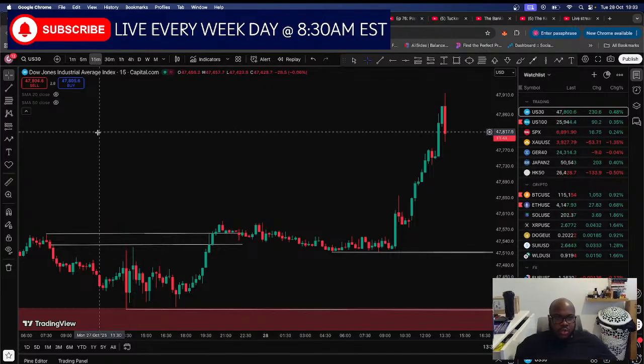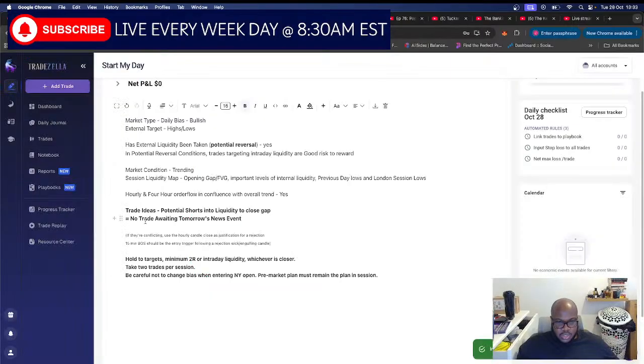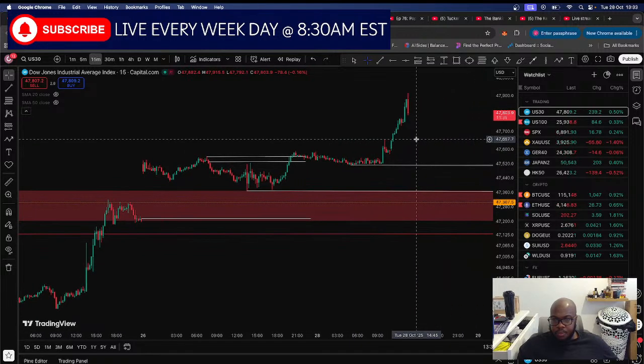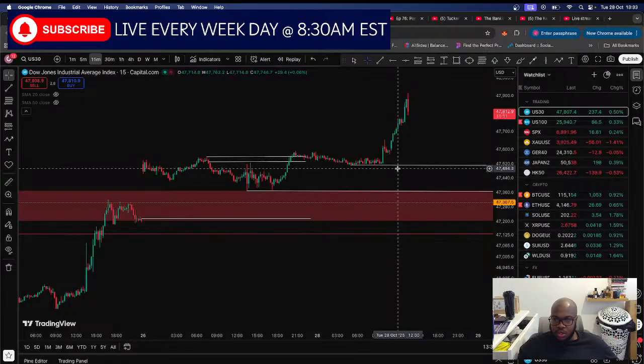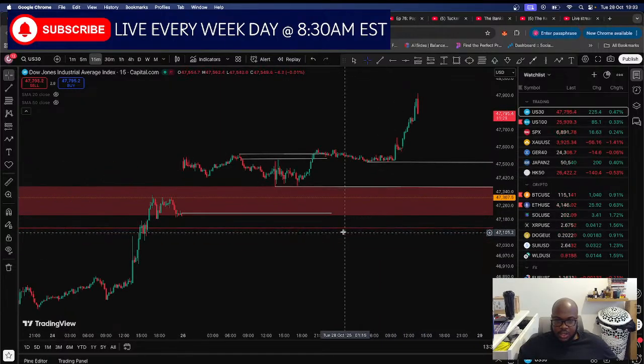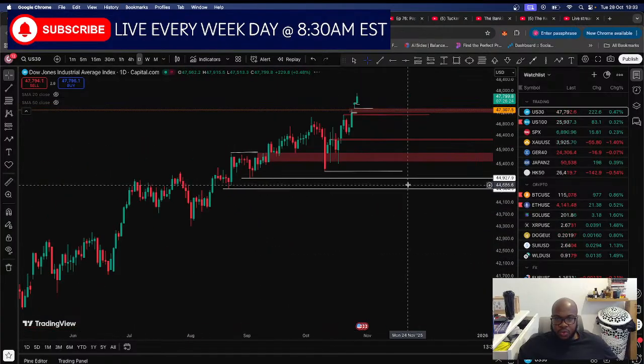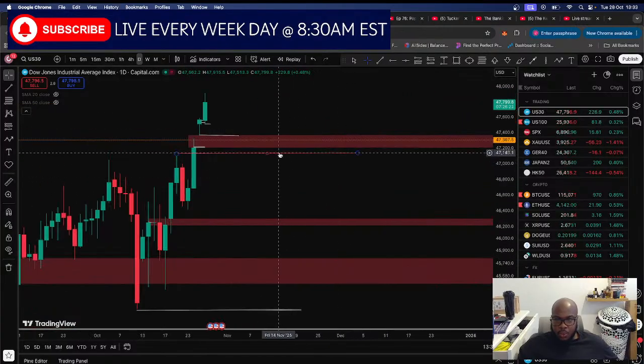Yep, so we're going to watch this over the next 15 minutes, see if this does confirm a red close. As I mentioned, our trade idea for today is a potential short into liquidity in an attempt to close the gap, and that is this gap right here. So if we do get a short, our first target is going to be London session lows, and our second target is going to be this gap right here. And then we'll be monitoring what happens at this level right here, because this is our external high.